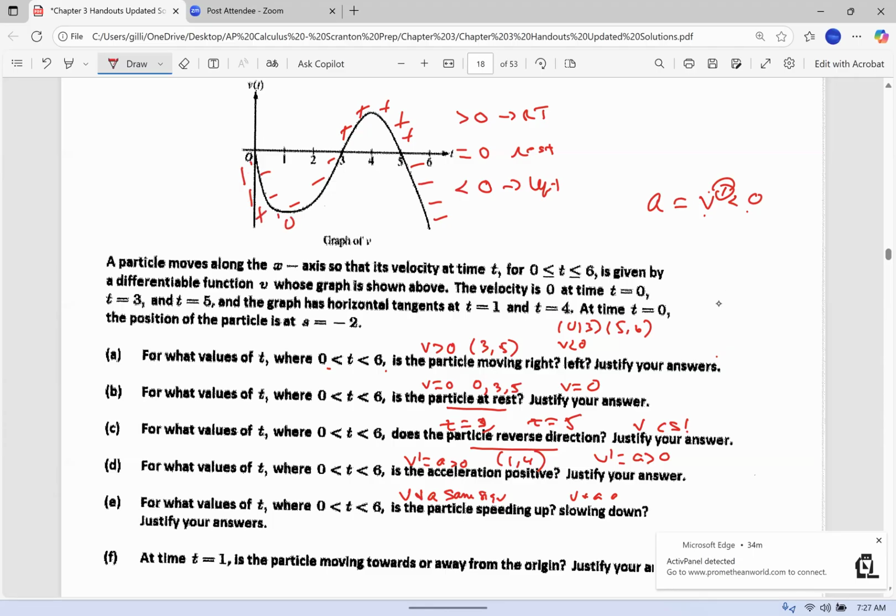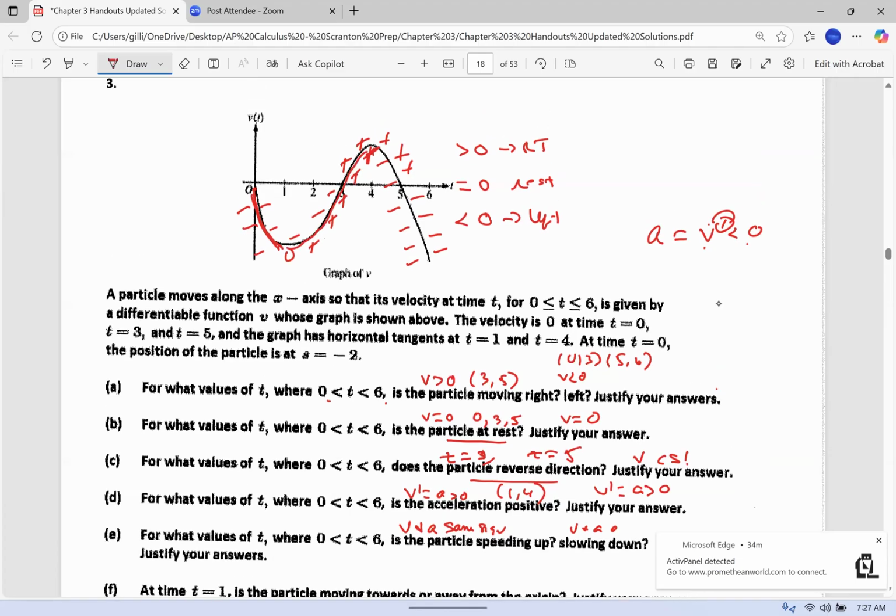Negative, negative, negative. Here, all my slopes are what? Positive, positive, positive. And then here, all my slopes are negative. So once again, acceleration is the sign of the slope of the tangent line. So here, all my slopes are negative, guys. And here, all my slopes are positive. And here, all my slopes are negative.